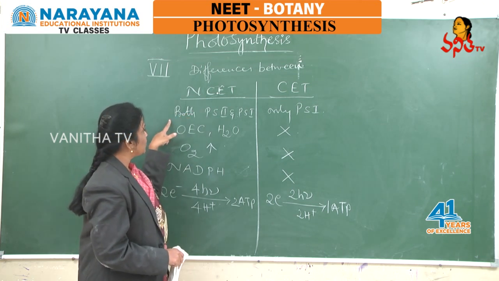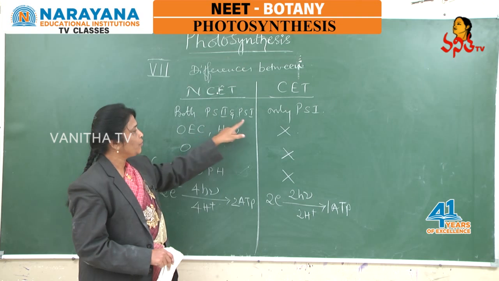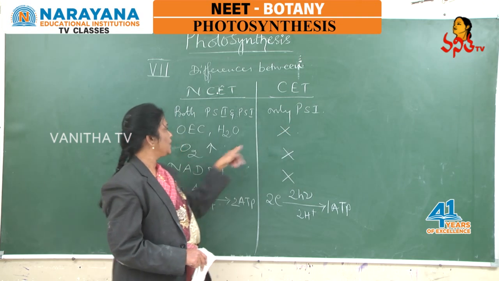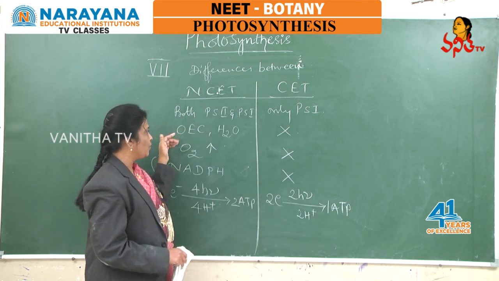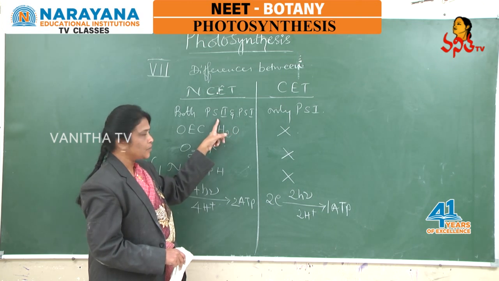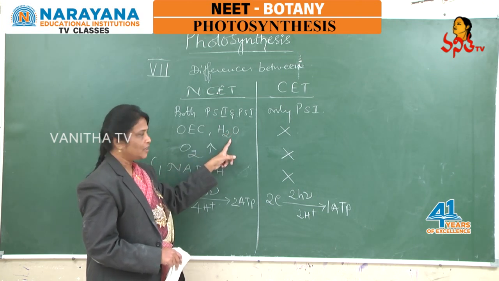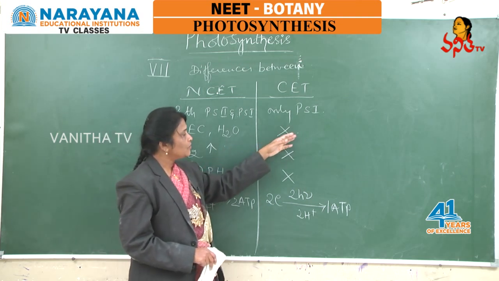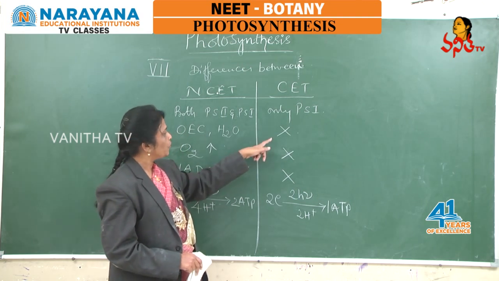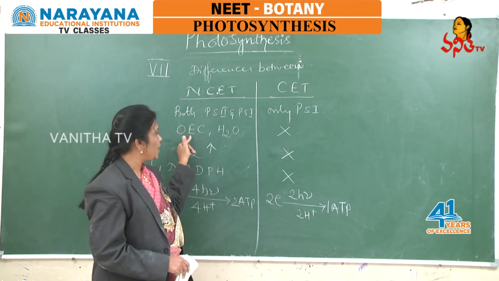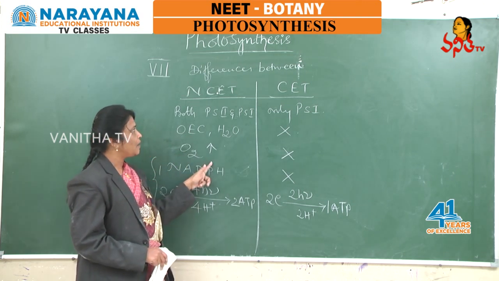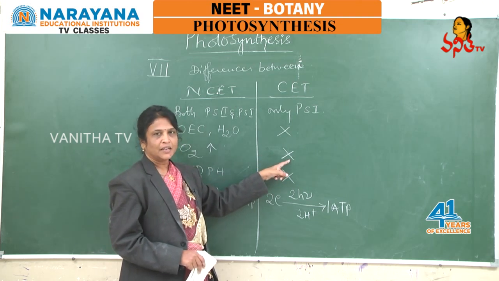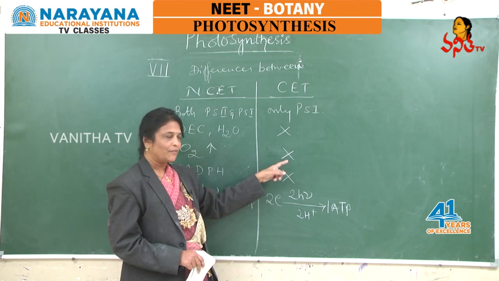In non-cyclic electron transport, there is the involvement of both PS2 and PS1, and in cyclic electron transport only PS1 is involved. And in non-cyclic electron transport, the OEC, which is always associated with PS2, and photolysis of water, that is splitting of the water molecule, are there, and such events do not happen during cyclic electron transport due to the non-involvement of PS2 and OEC. Oxygen is evolved as a byproduct during NCET, but there is no oxygen evolution in cyclic electron transport because there is no photolysis of water.